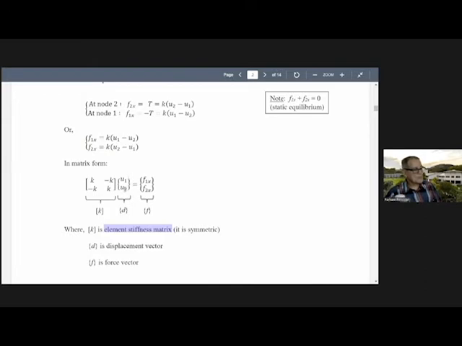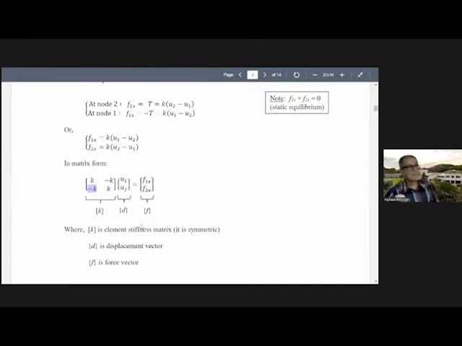This U1, U2, we show it by this D. It is a displacement vector. And F here is the force vector. These are forces, F1, F2. This is called the force vector. So KD is equal to F. This K is the element stiffness matrix. And by the way, it is symmetric. Look at this negative K and this one, and this is the same. So this is symmetric. This is the displacement vector, and this is the force vector. This is for one element.